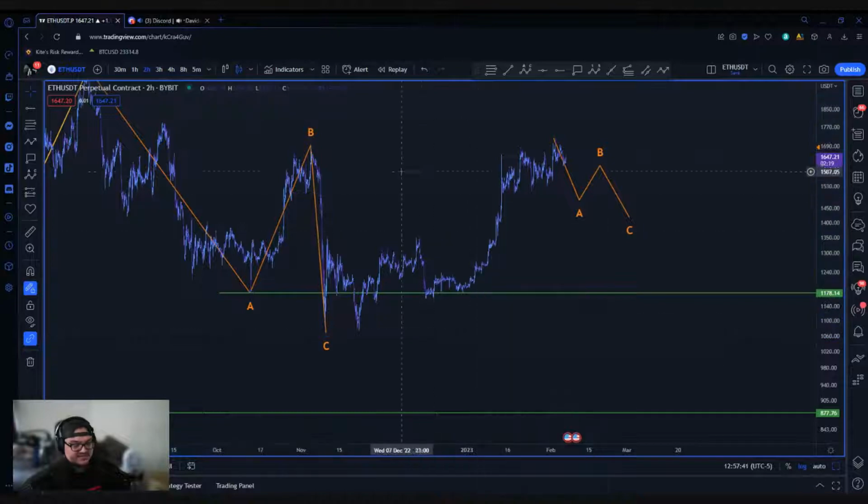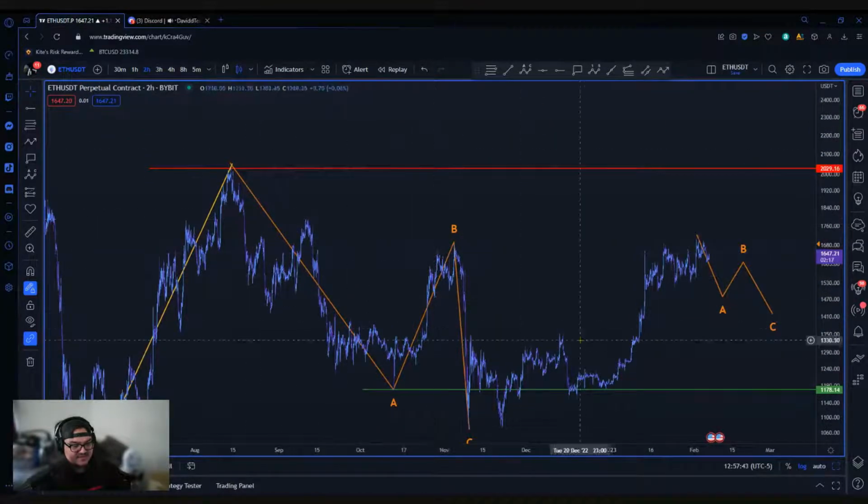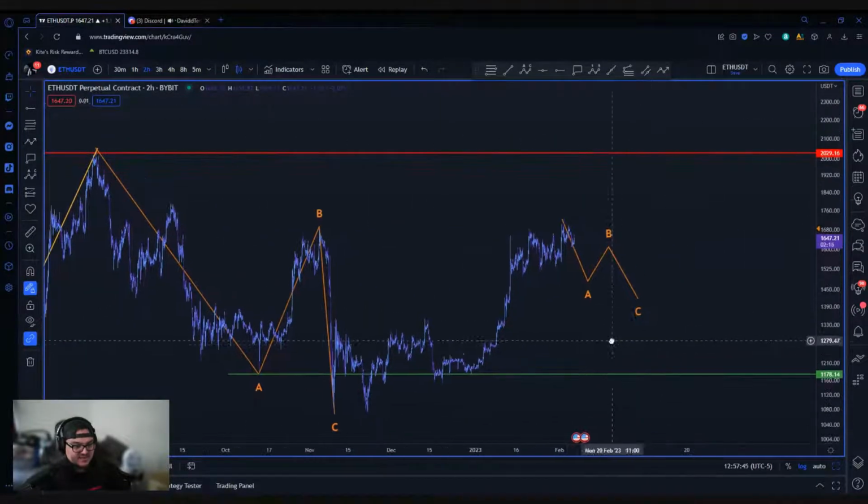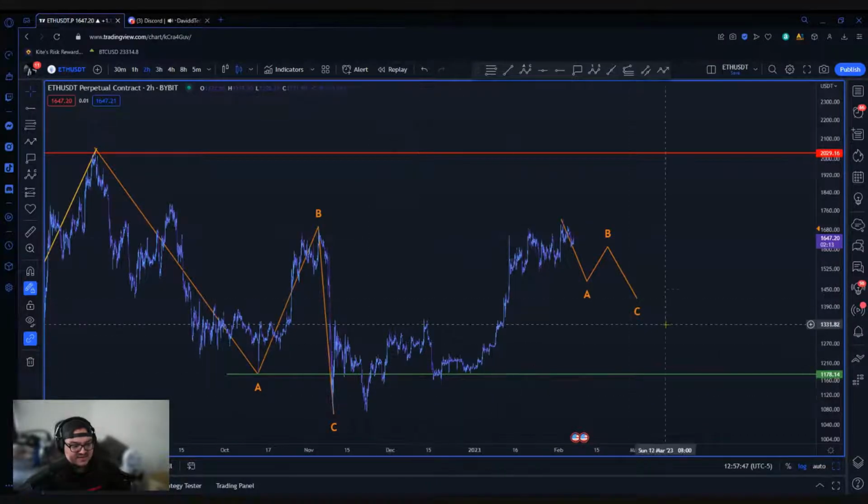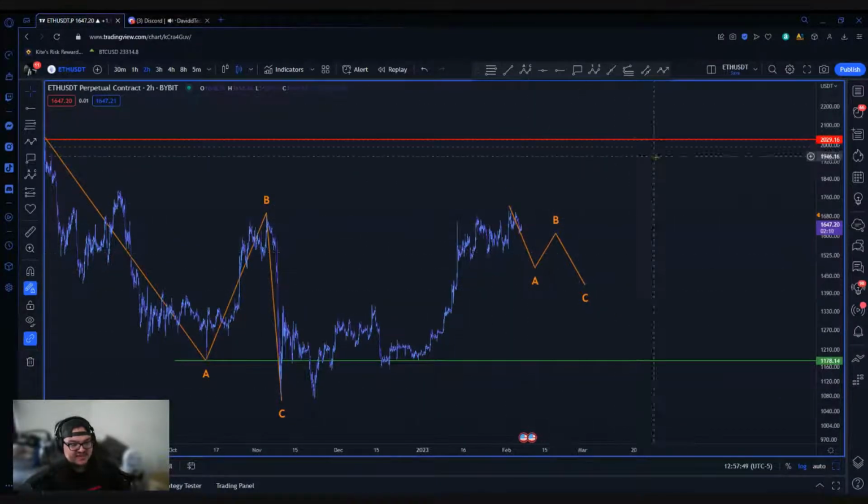That being said, like I said, this could be the end of a B wave before coming up for a C. In an ideal scenario, we would want to get a pullback before continuing higher, so we can catch that opportunity to go ahead and take that position.